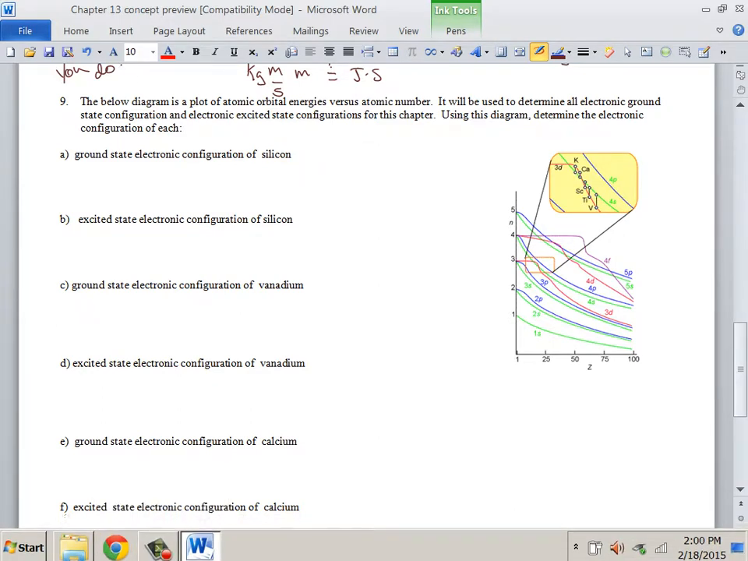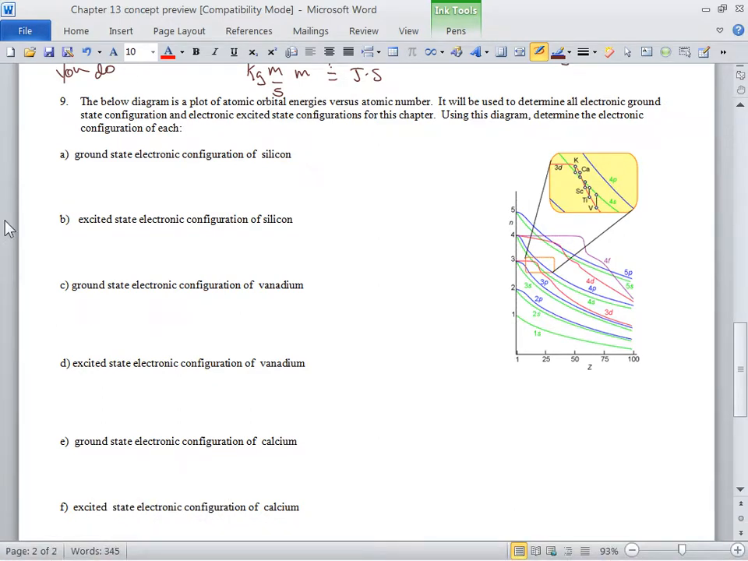The below diagram is a plot of atomic orbital energies versus atomic number. It'll be used to determine all electronic ground state configurations and electronic excited state configurations for this chapter. Again, we are going to use this chart to get all electronic ground state configurations and all electronic excited state configurations.